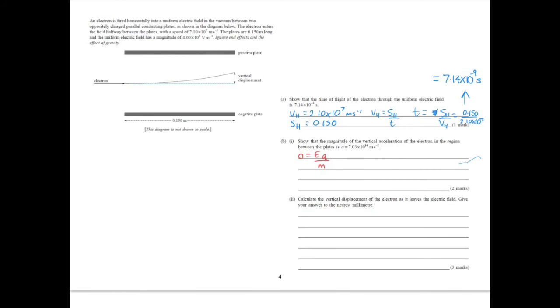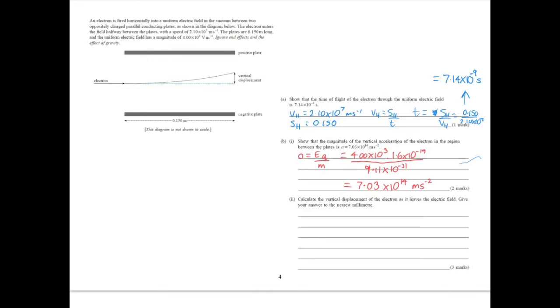So we know the electric field strength is equal to 4.00 times 10 to the 3. We know that the charge on an electron is 1.6 times 10 to the minus 19. That's not given in the question, but it is given on the data sheet. And we know the mass of an electron is 9.11 times 10 to the minus 31 kilograms. Once again, that's on your formula sheet. They've done a show that, which is good because it is easy to make a mistake with so many exponential numbers. If we plug that into our calculator, we hopefully get 7.03 times 10 to the 14 meters per second per second, because it's an acceleration.